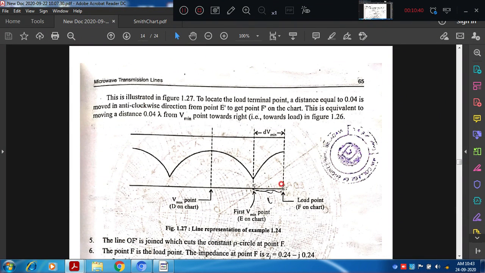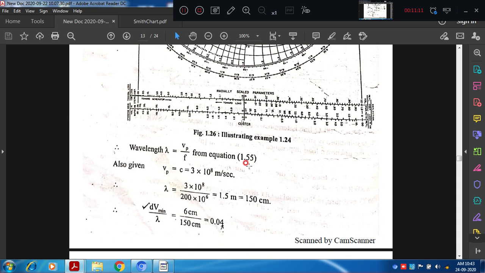You can observe one diagram here. This is the load point, and these are the reflections. This is the first V minimum, and the second V minimum. What they have given is the first V minimum distance from the load, that is 6 centimeters, right? But we cannot enter the d minimum value directly, because all the values on the Smith chart are per wavelength. Therefore d minimum by lambda we need to enter into the Smith chart to get the load impedance. For that we need to find lambda. How to get lambda? Lambda is c by f.